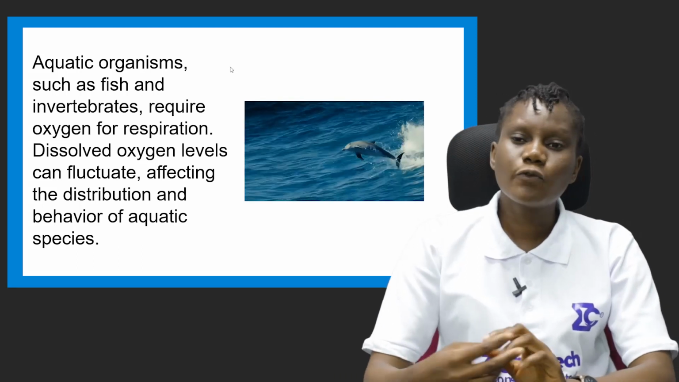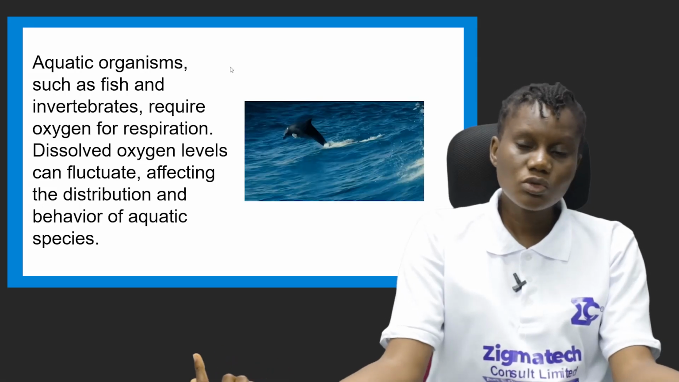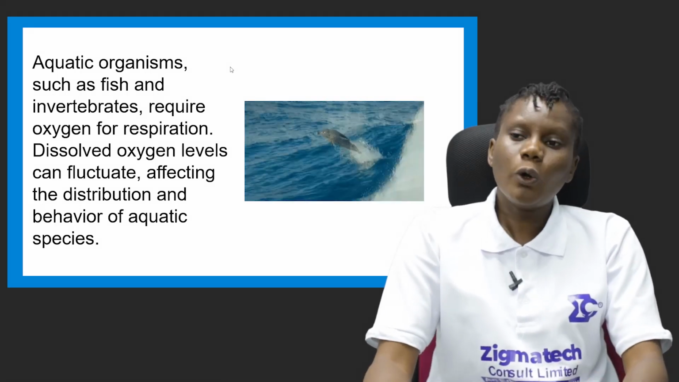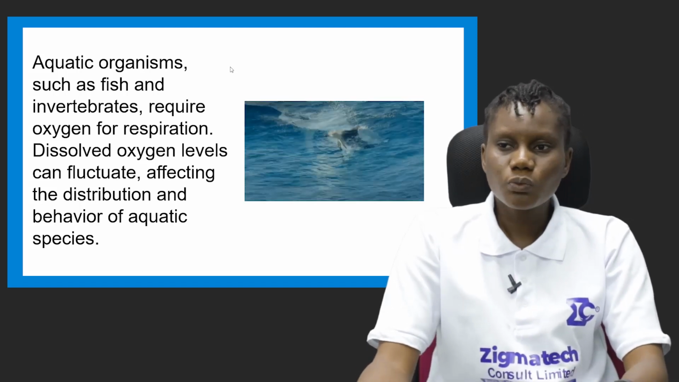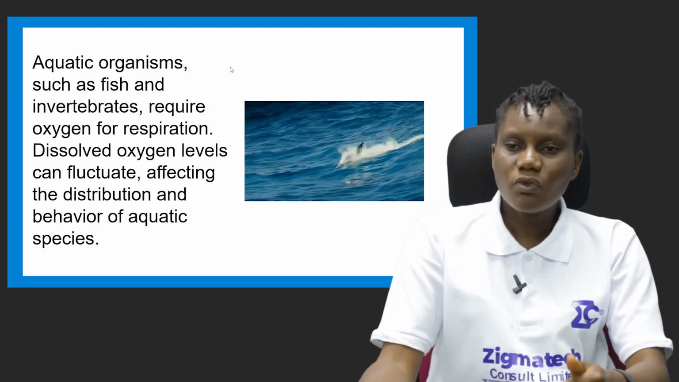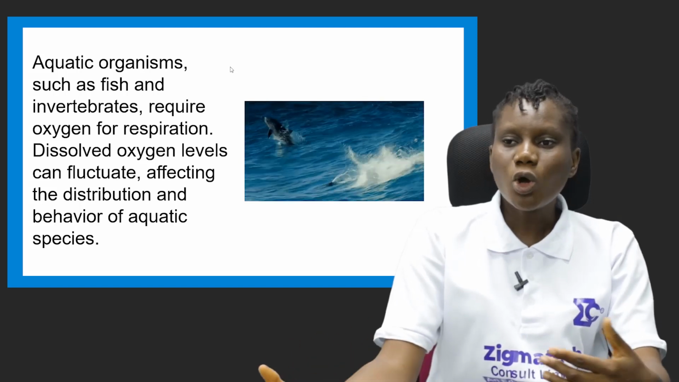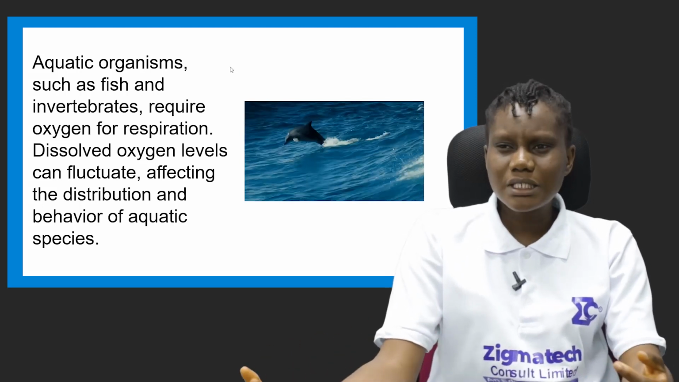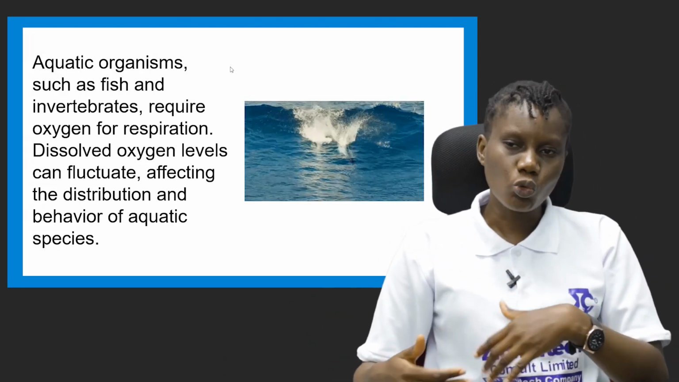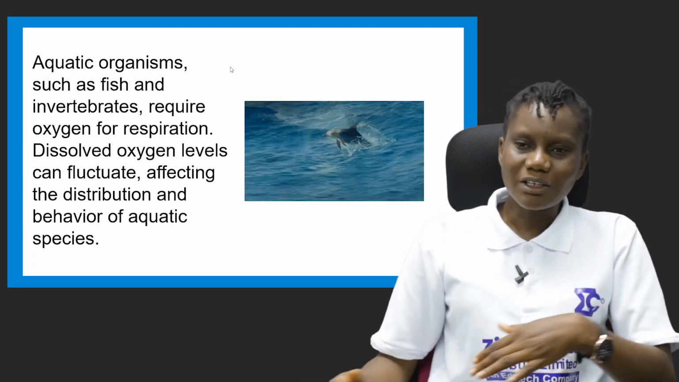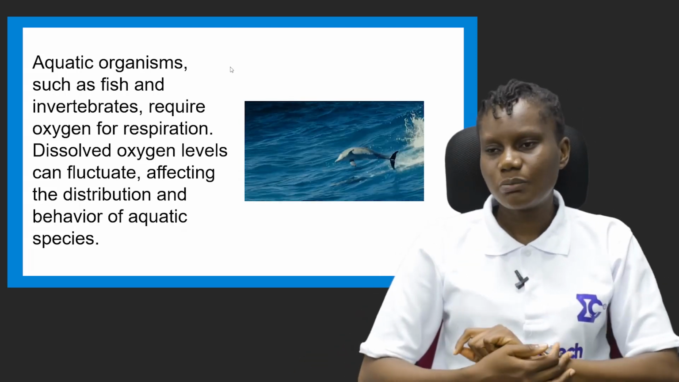Dissolved oxygen levels can fluctuate depending on some factors too. For example, turbidity also has an effect on the availability of oxygen in the ocean. Then how the water moves can also decide the amount of oxygen that the water will contain. During rainy season, you see that water moves faster, but during dry season they move more slowly. So all these things can make the oxygen levels fluctuate, affecting the distribution and behavior of aquatic species.